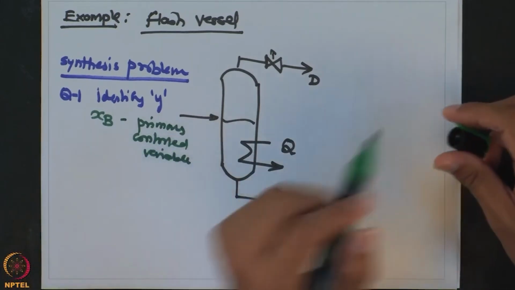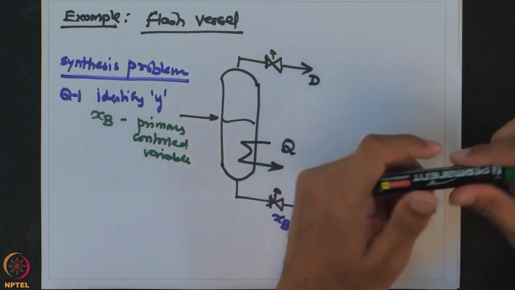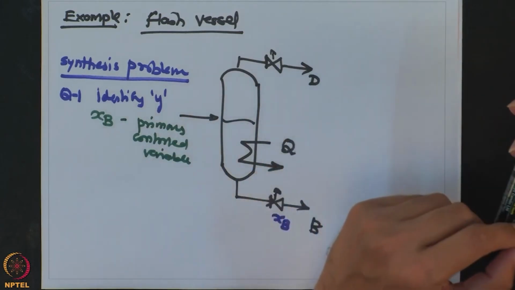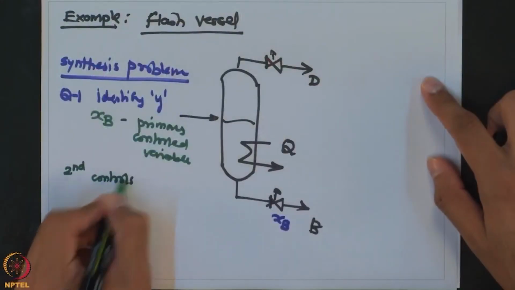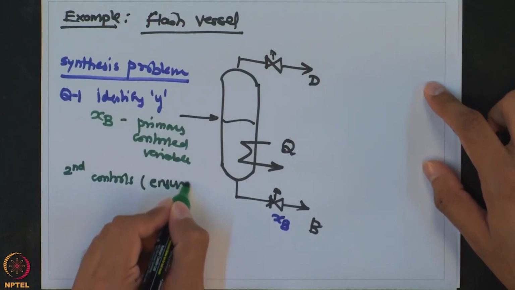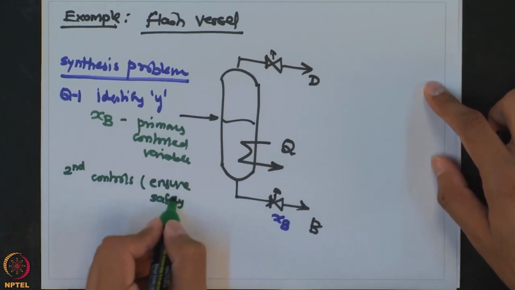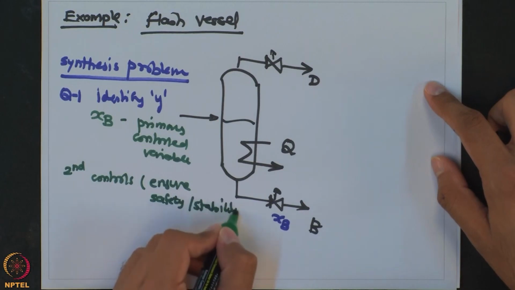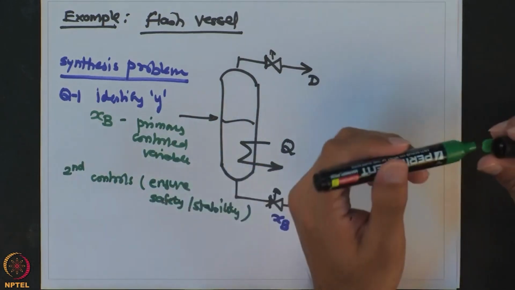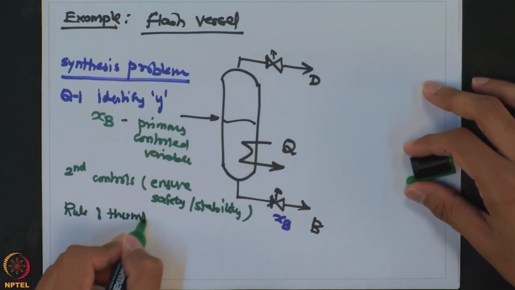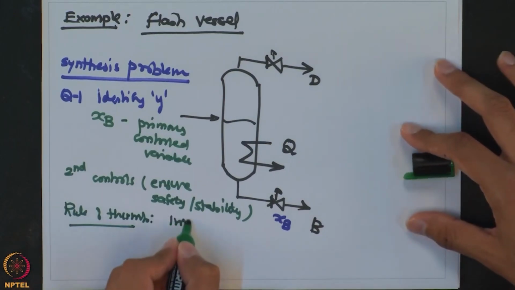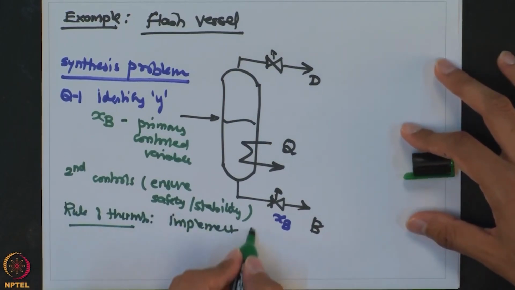But simply having this particular controller is not going to be efficient, because there are some additional controls which have to be put into the system, and these are typically known as secondary controls. These are there to ensure safety or stability. Again, a rule of thumb is implement inventory control.